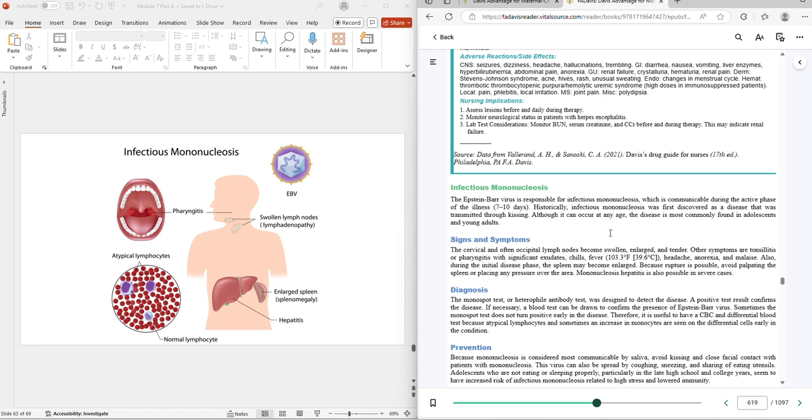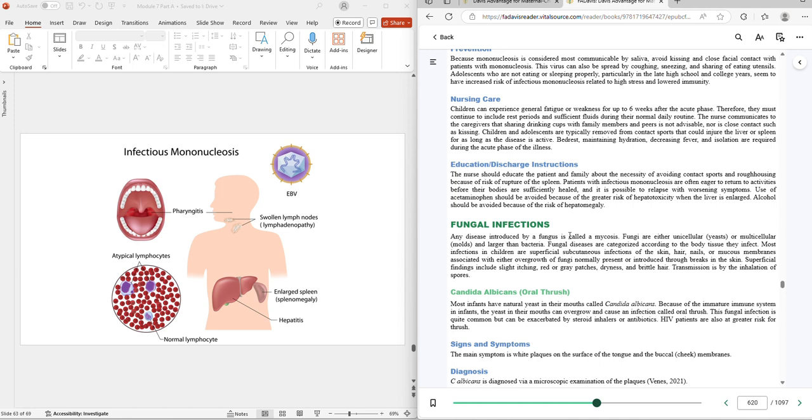This is mono, okay? Very, very contagious. This is our kissing disease, okay? First discovered through kissing. It's pharyngitis, swollen lymph nodes, hepatitis, enlarged spleen. So make sure you understand what that is. Seven to 10 days is our active phase. And usually kids cannot go back to school until their spleen is of normal size. Okay?